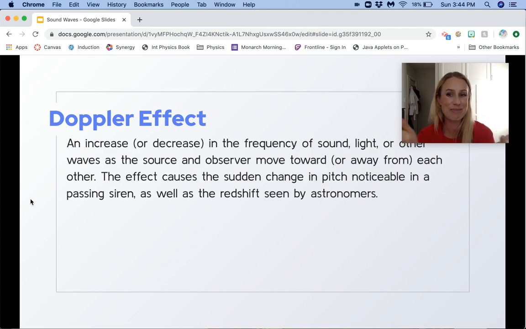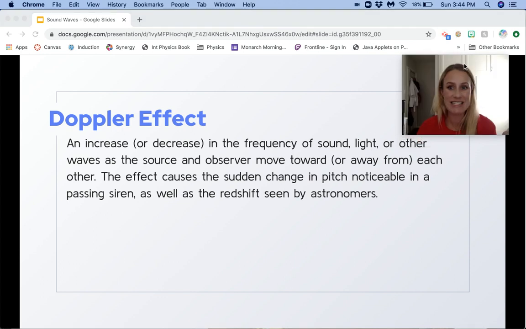So what the Doppler effect is, it is an increase or decrease in the frequency of sound, light, or other waves. So it doesn't just occur with sound waves. It also can occur with other types of waves, light waves, things like that, as a source and observer move toward or away from each other. So this happens when we have a moving source and/or a moving observer of the sound source.